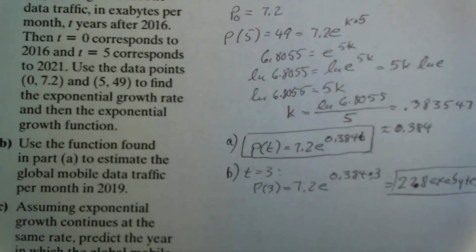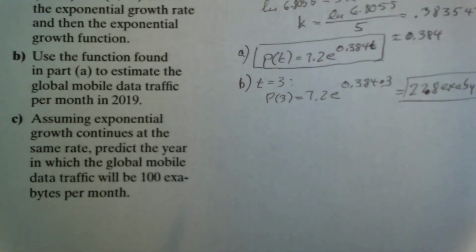Then the C question, part C: assume exponential growth continues at the same rate. Predict the year in which the global mobile data traffic will be 100 exabytes per month.